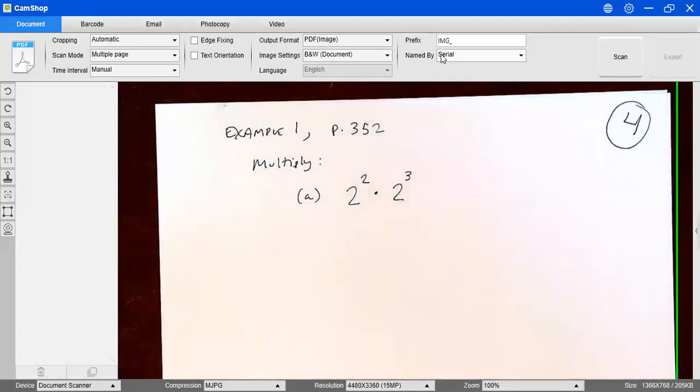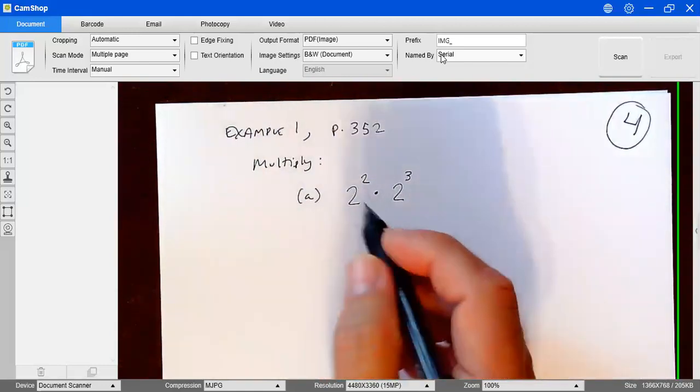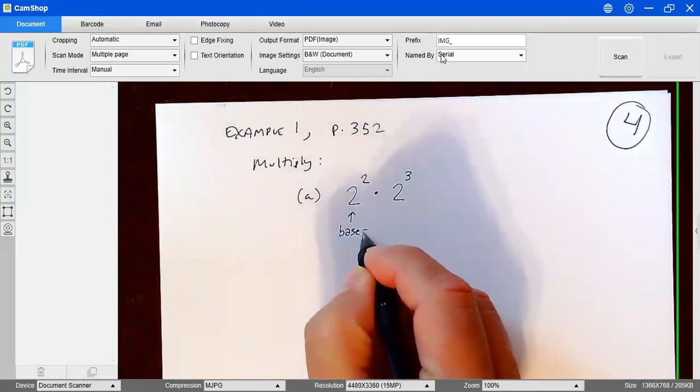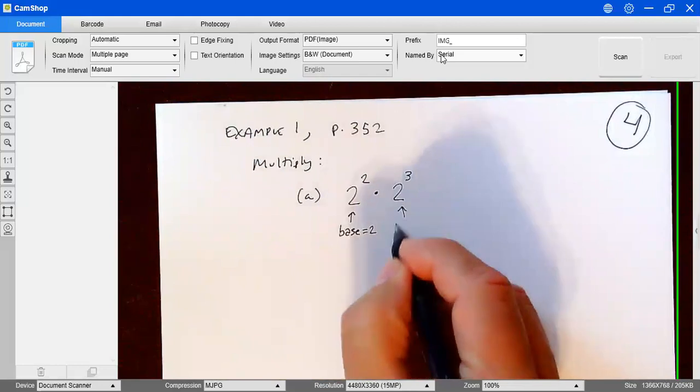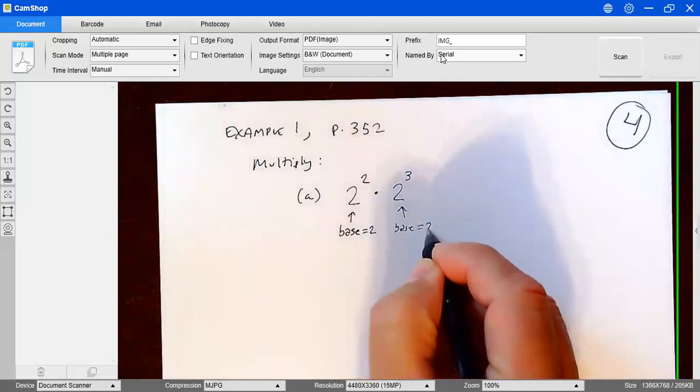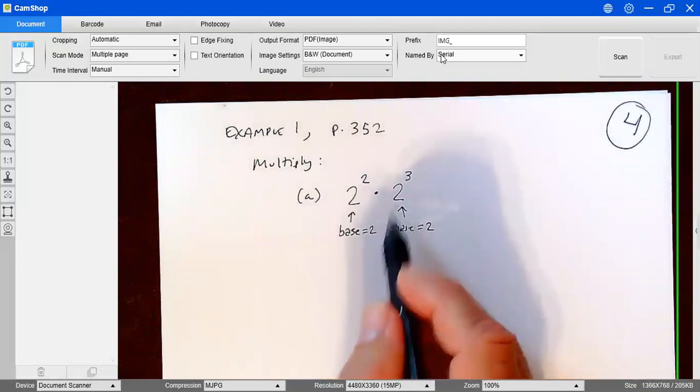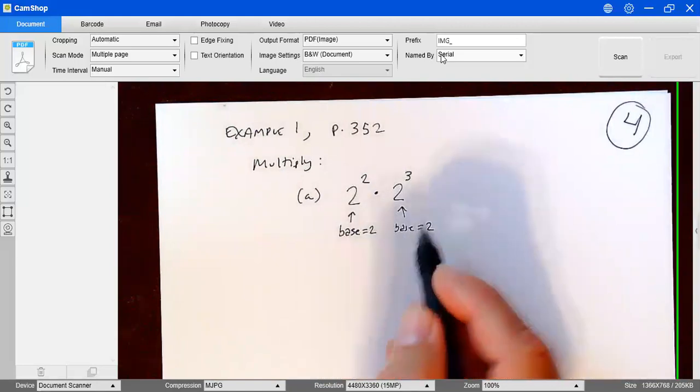So you have here powers of 2. So the base is 2. So the base here is 2. The base here is 2. So we have a common base. So we can multiply these two when you have the same base.